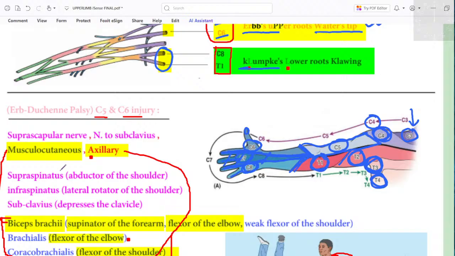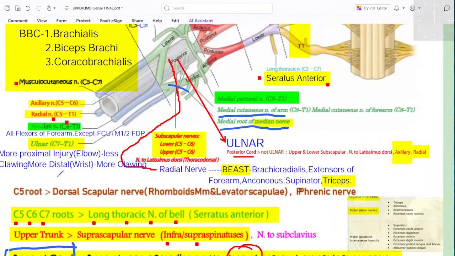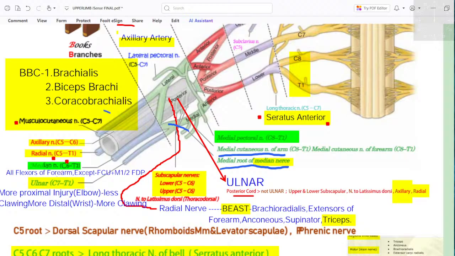Now we have seen the musculocutaneous nerve here. Remember, from the lateral cord we get C5, C7, the musculocutaneous nerve, and it gives supply to BBC: brachialis, biceps brachii, coracobrachialis.